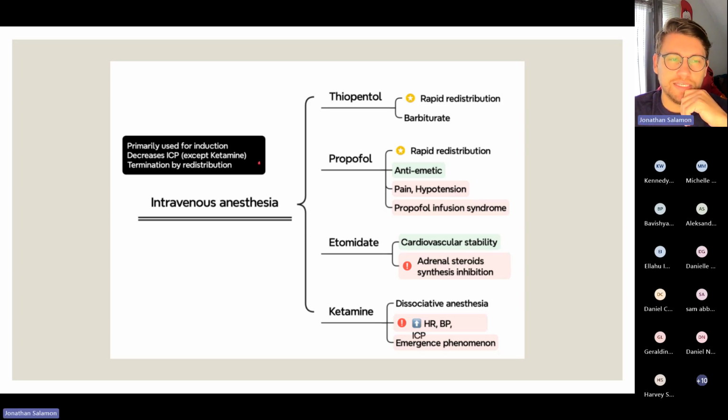I thought we were getting a lot of questions on this. We really didn't. What you need to know here is that these two are rapidly redistributed. What that means is that they dissipate through the fat in your body, which means they resolve quickly. That's really it, honestly. You're not going to get too many questions on this. Know that this is what we use to put people to sleep, but we don't use it to keep them asleep.